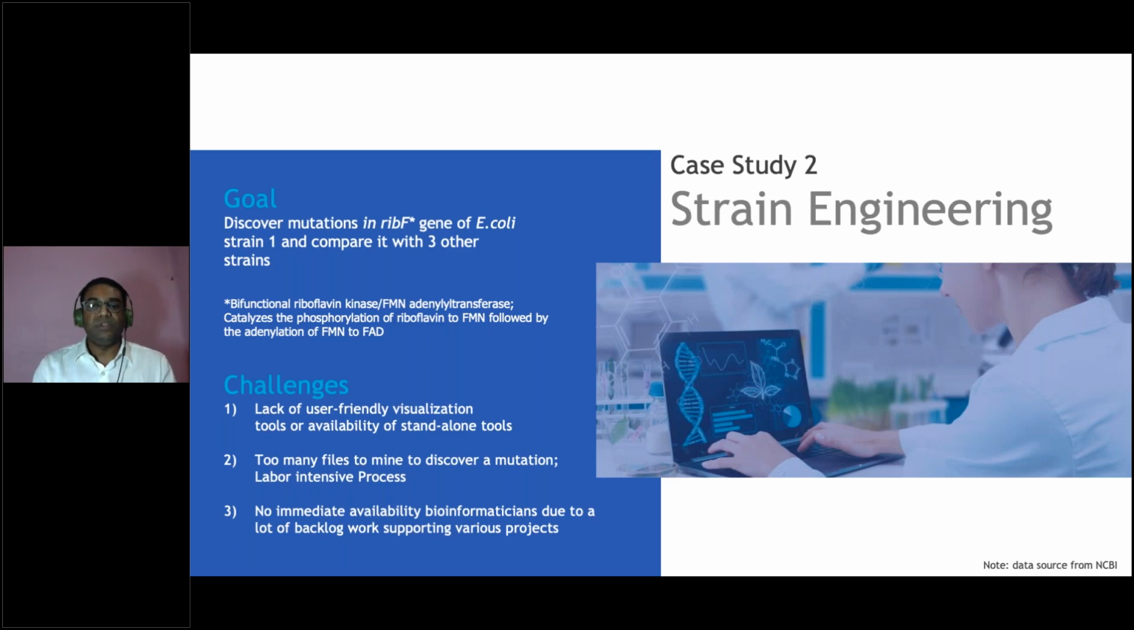Now, to discover the mutations, a scientist needs several files, such as BAM, VCF, GFF3, and more. And it is a labor-intensive process to collect all these different kinds of files, process them, and get the information on the mutations.